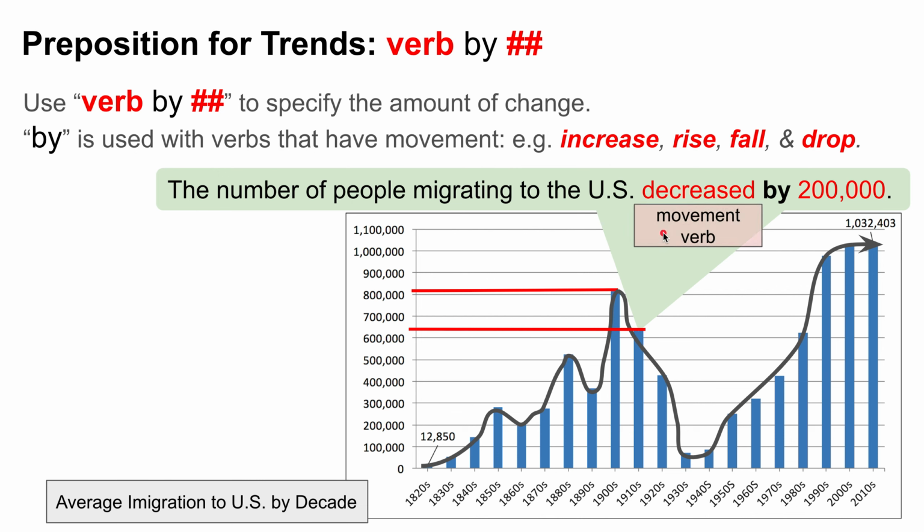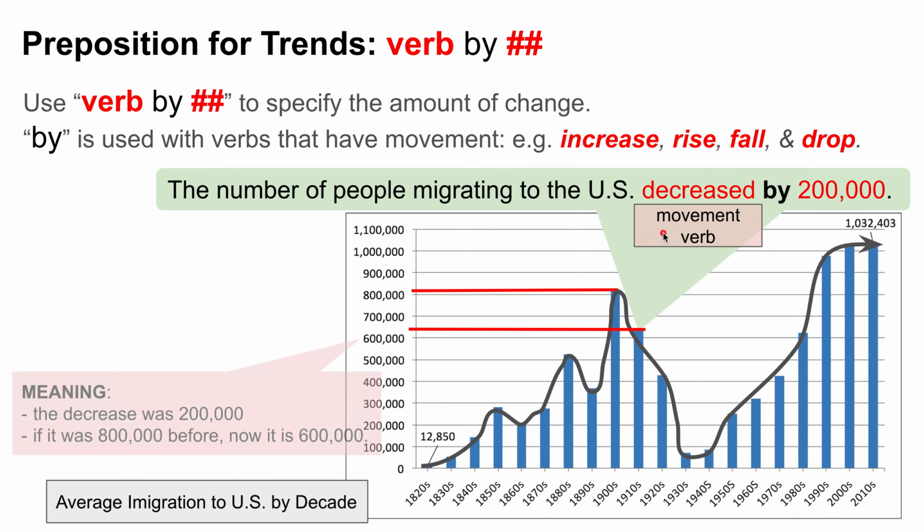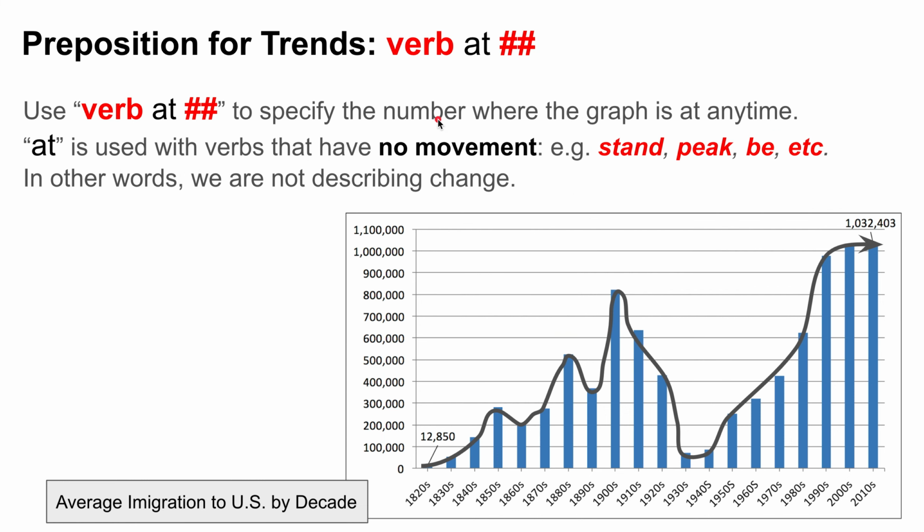What does this decreased by 200,000 mean? Well, the meaning is the decrease was 200,000. Or if it was 800,000 before, now it is 600,000. Again, we're not specifying what the numbers were before and after. We're just specifying the amount of change.